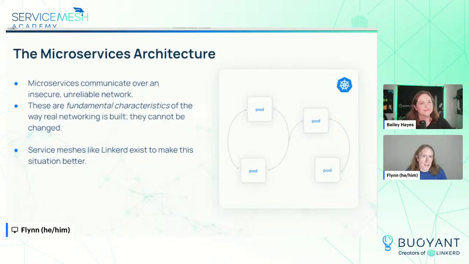Unfortunately, both of those things are absolutely possible in a microservices architecture because the network fundamentally is insecure and unreliable, and there is no way to change that with modern networking. It cannot be done. So instead, you use service meshes to make this situation better.